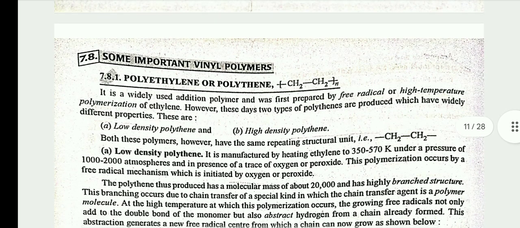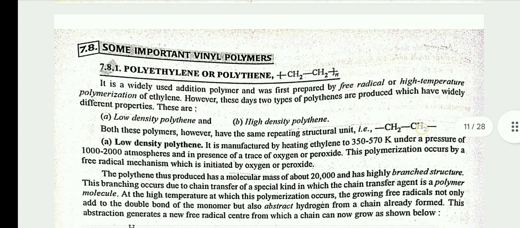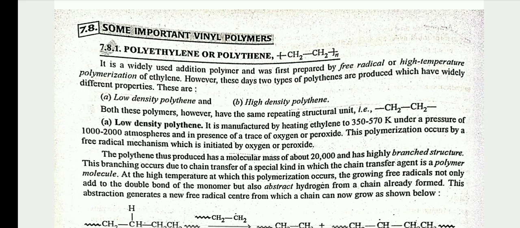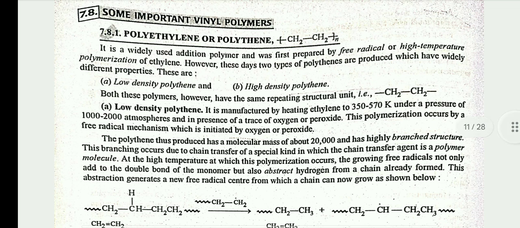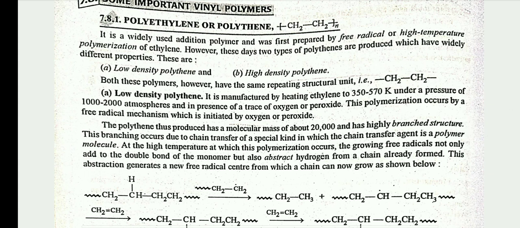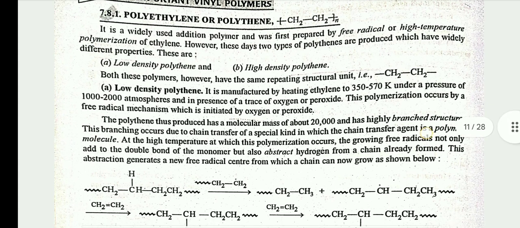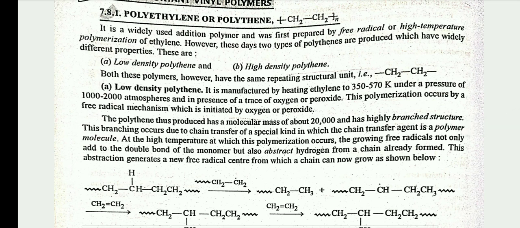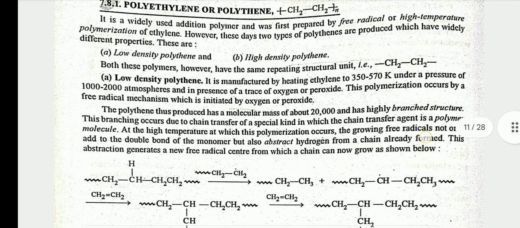Some important vinyl polymers: polyethylene or polythene. It is a widely used addition polymer and was first prepared by free radical or high temperature polymerization of ethylene. However, these days two types of polythene are produced which have widely different properties. These are low density polythene and high density polythene. Both these polymers, however, have the same repeating structural units.